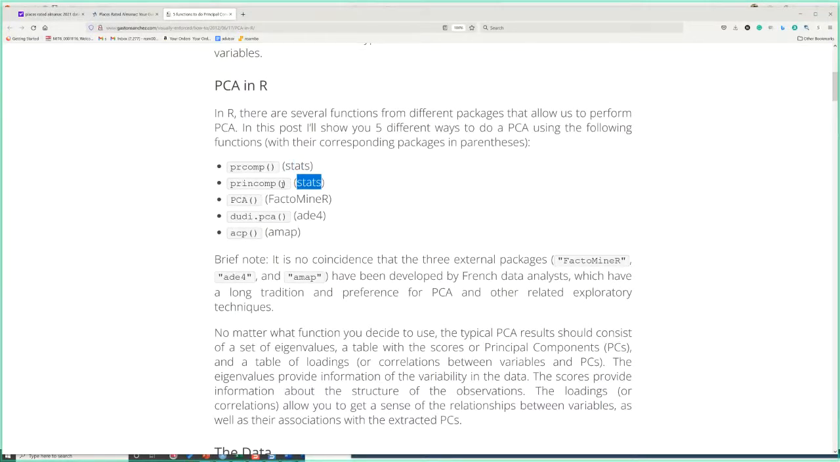There's the stats package, which has prcomp. The stats package also has princomp. FactoMineR is another package that has PCA. There are also packages called ade4, amap, all these things. They are all talking about PCA.